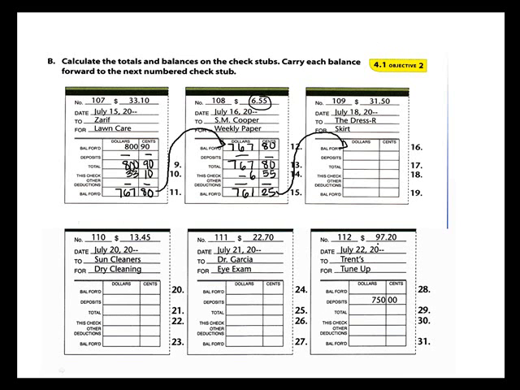On 112 we have a deposit. Remember that deposits get added and checks get subtracted. That should always keep us to where we know how much money we have in our checking account, which is the goal of doing it.